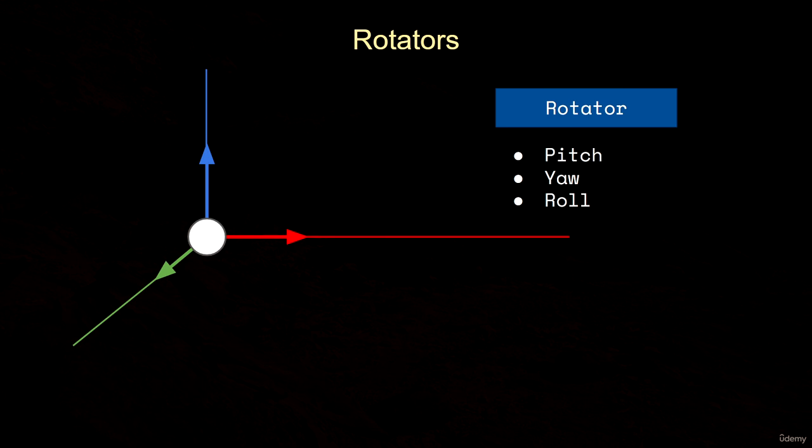In Unreal Engine, a rotator stores yaw, pitch, and roll in degrees. So if an object has a yaw of 90 degrees, that means it's been rotated about the z-axis 90 degrees to the right. We're going to get plenty of practice working with rotators throughout this course.